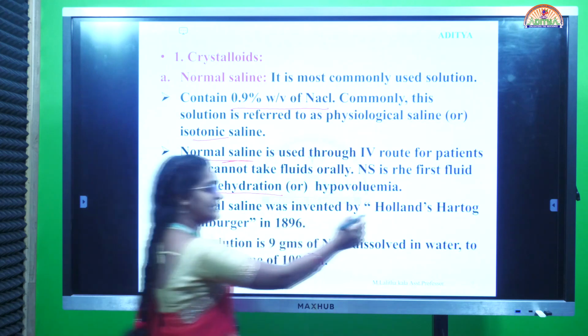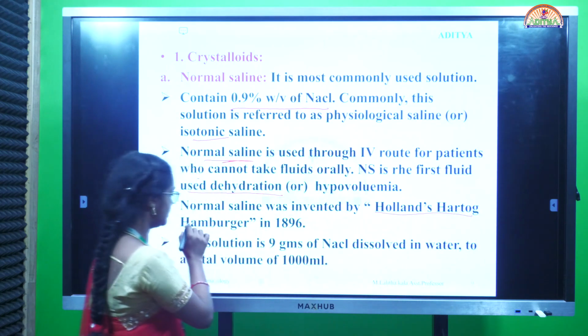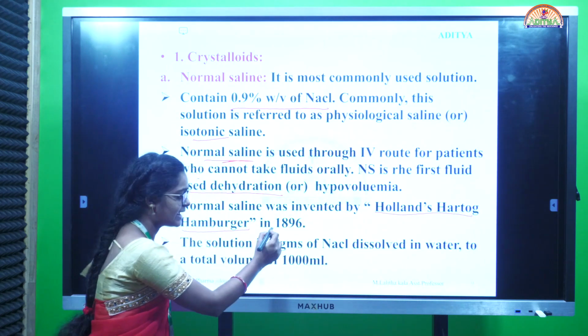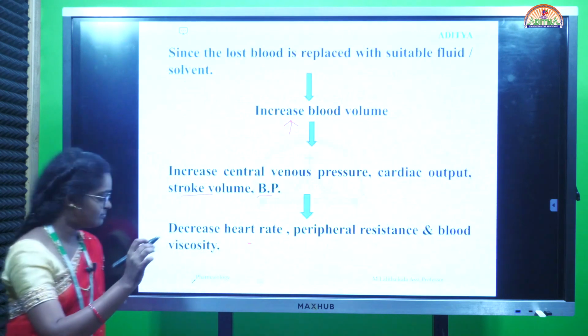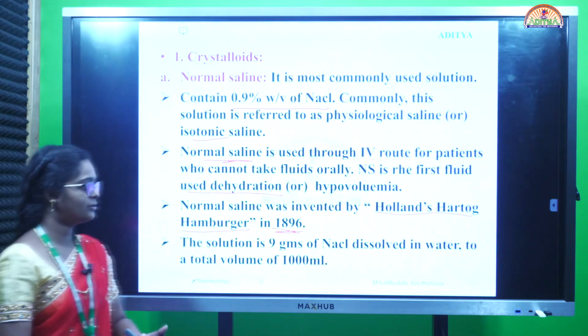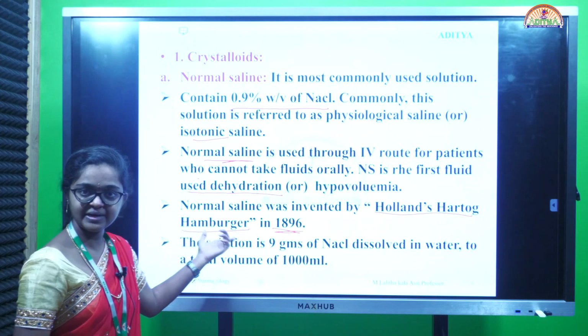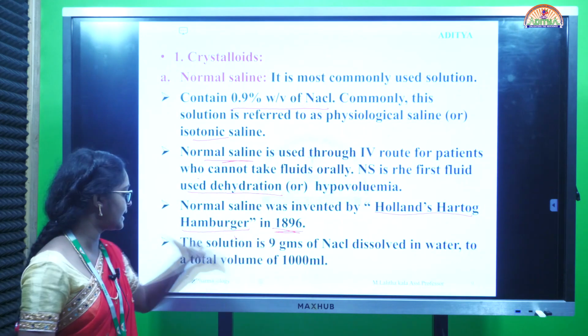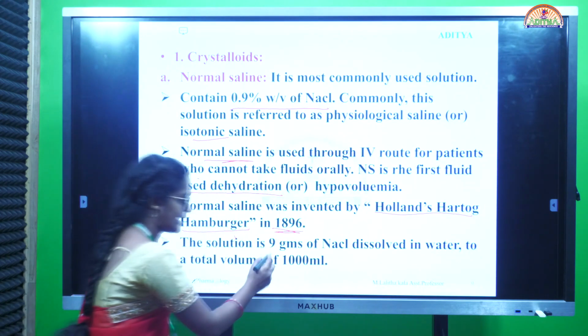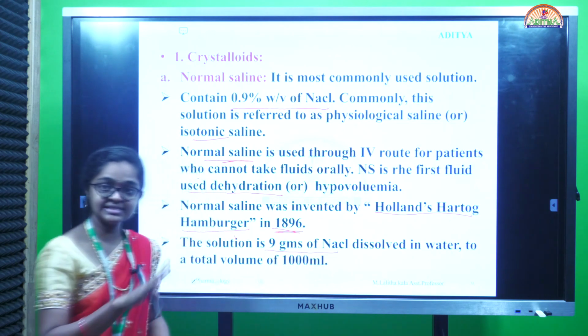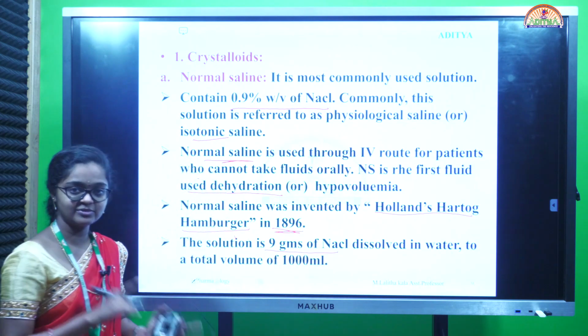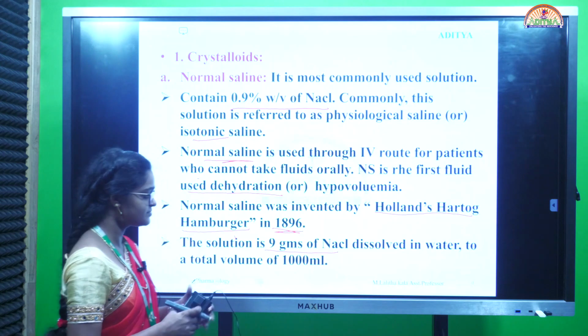Normal saline was invented by the Dutch scientist Hartog Hamburger in the year 1896. The solution contains 9 grams of sodium chloride dissolved in water, and it becomes a 0.9% weight by volume solution of sodium chloride.